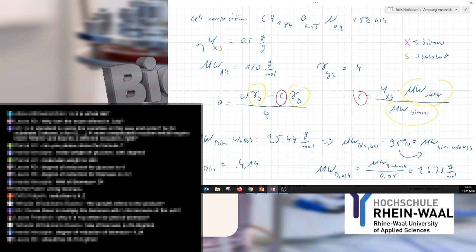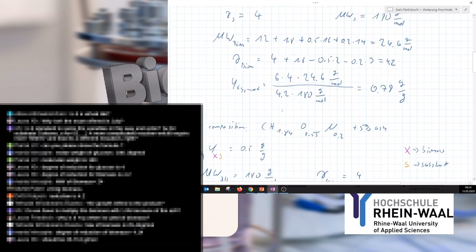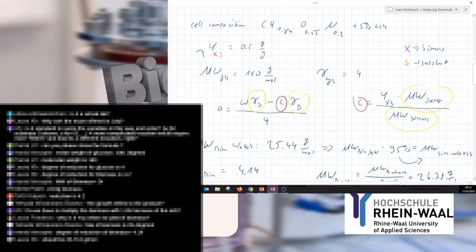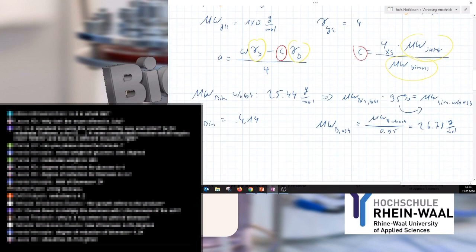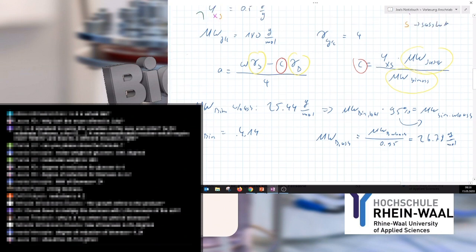Okay, so we have now all information. So you have calculated it, and then we can now just simply put it in our equation here. We have now our molecular weights, and we have the yield coefficient. So we can calculate C. So here we go. So C is equal to YXS. YXS is 0.5 grams per gram. It's here. So this is our YXS here.